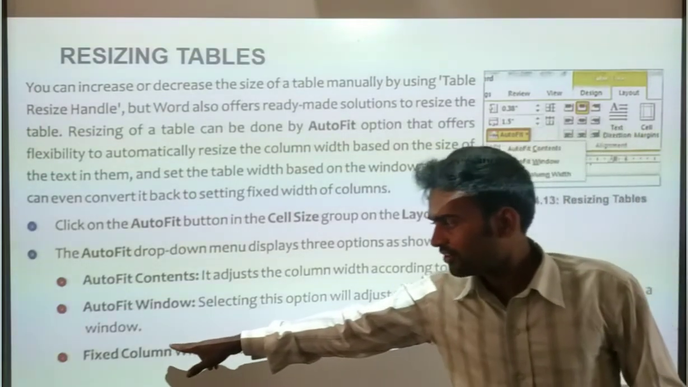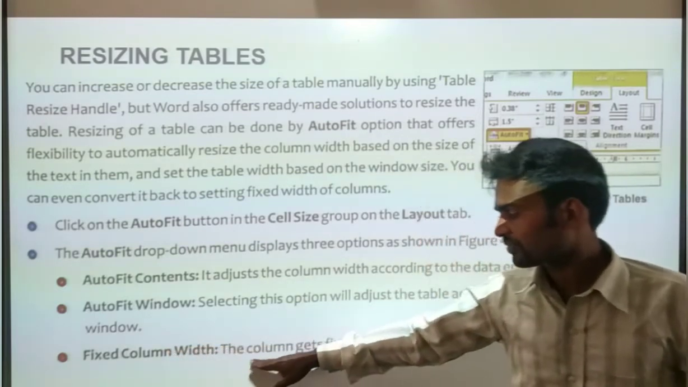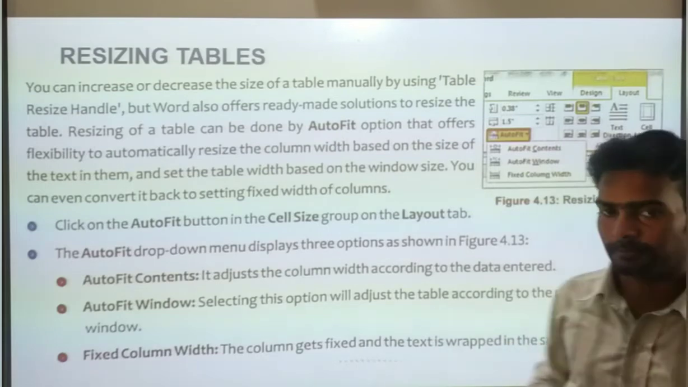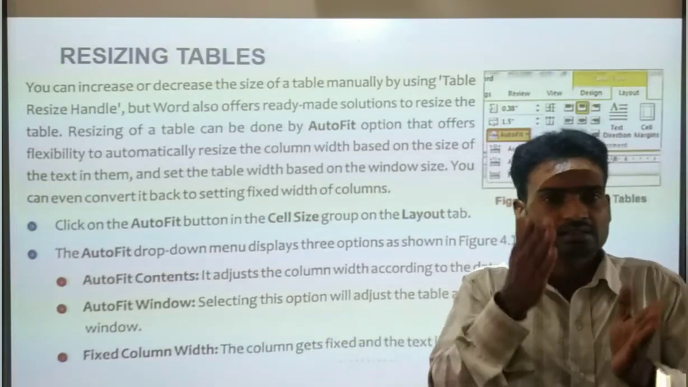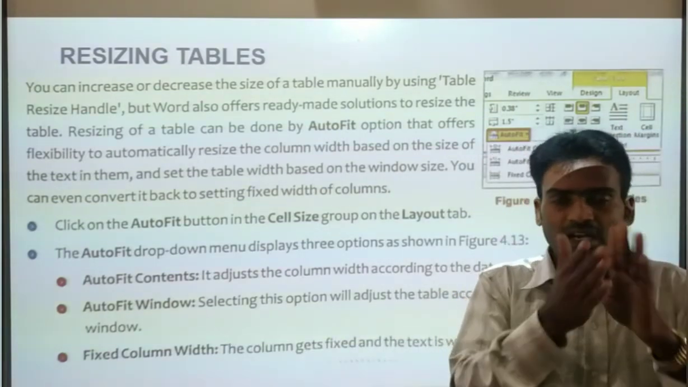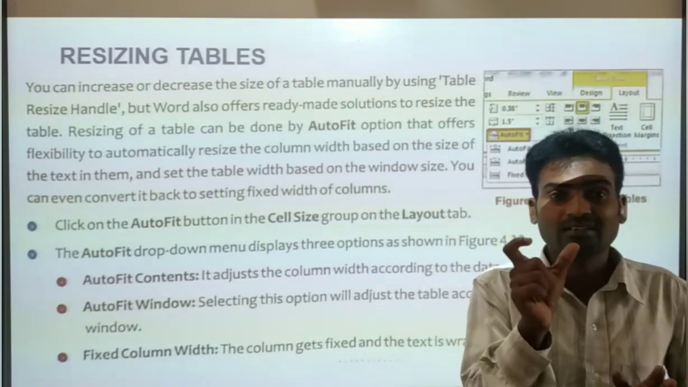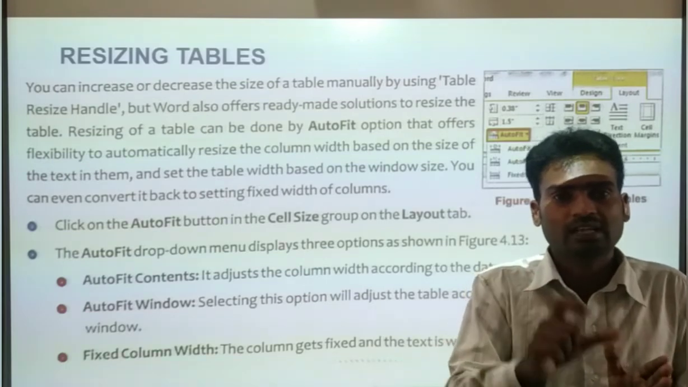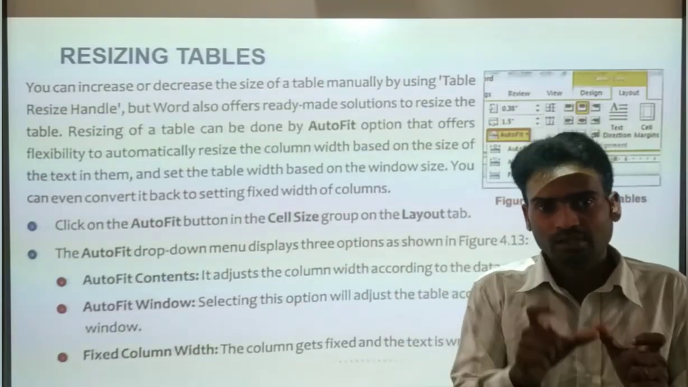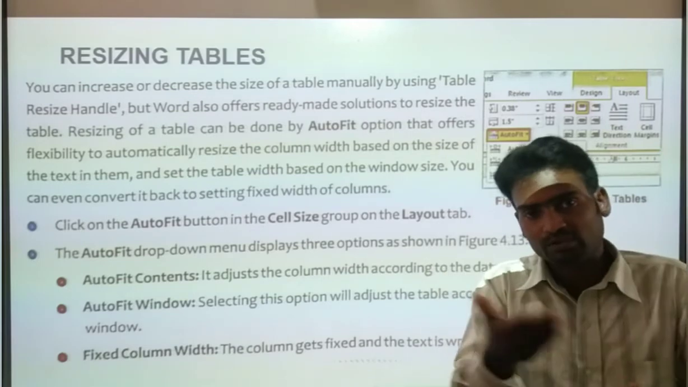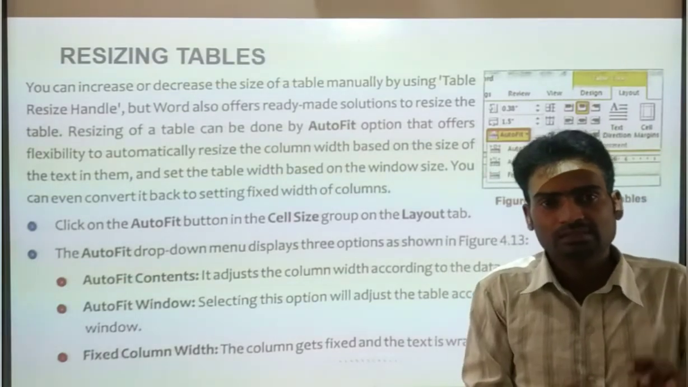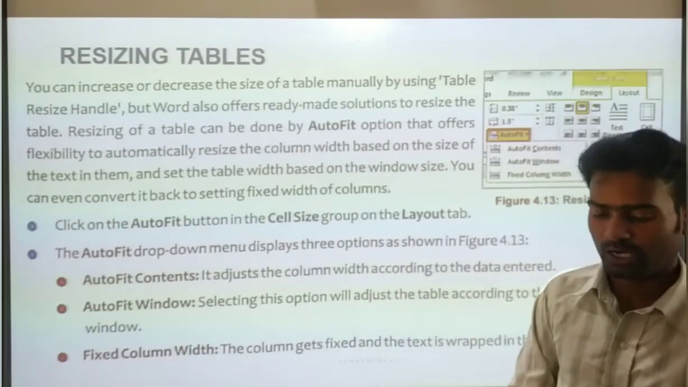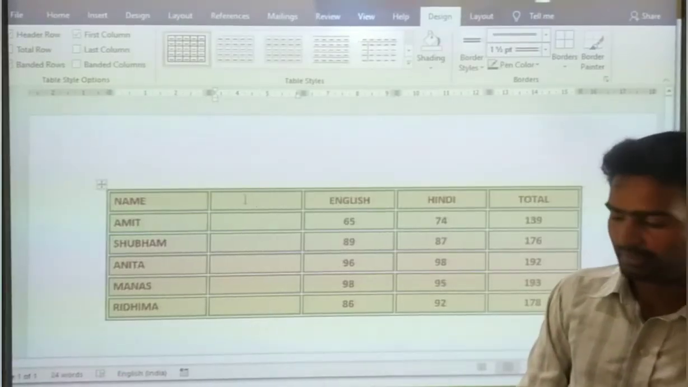And the last one, fixed column width. The column gets fixed and the text is wrapped in the same cell. Fixed means that columns or cells will not be moved, but the content will be wrapped. Wrapped means if we have very long lines, the words will be wrapped down one by one. It will fit only in that particular cell. So here we shall see that one by one.